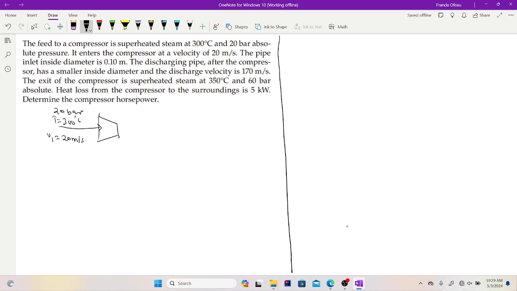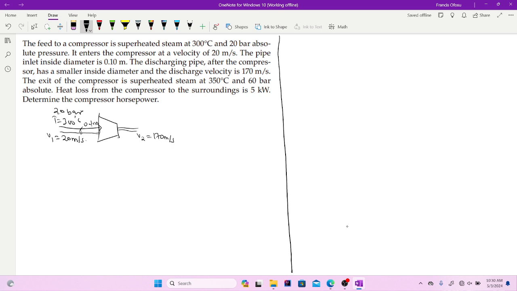The pipe inside diameter, so this is the pipe the steam is entering, is 0.1 meters. The discharging pipe after the compressor has a smaller inside diameter, and the discharge velocity is 170 meters per second. So the discharge pipe has a smaller diameter, but they didn't give us that diameter.